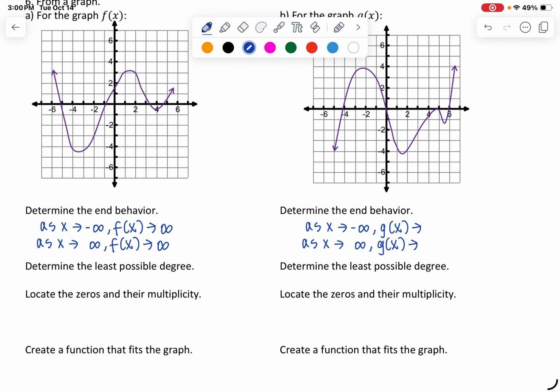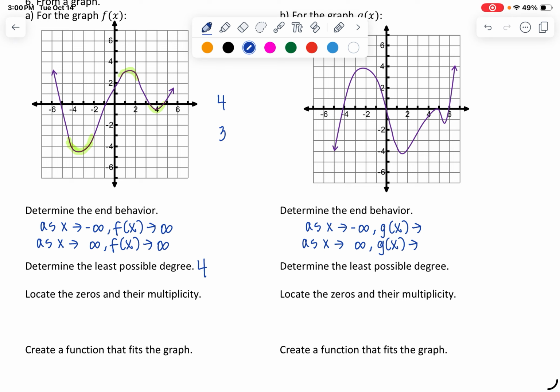What you're going to use from the graph to determine the least possible degree is the number of turning points. That's when it goes from increasing to decreasing, or decreasing to increasing. So right here, that's a turning point, turning point, turning point. So there's 3 turning points. That means the least possible degree is one more than that, which is 4. So we are going to write a 4th degree polynomial.